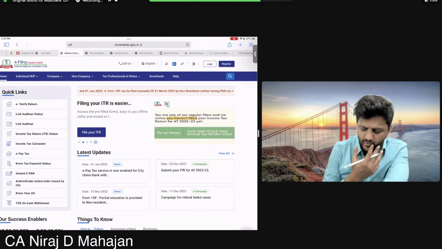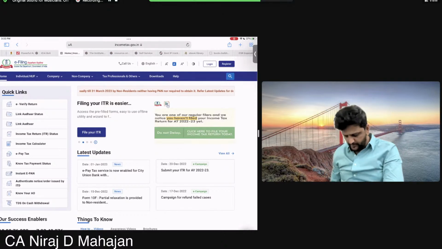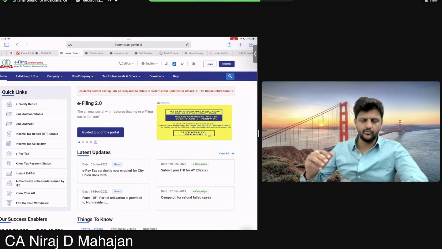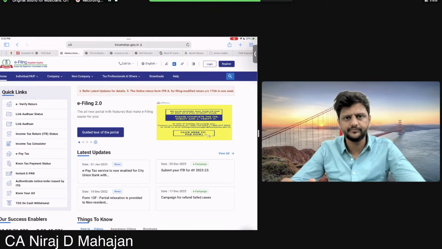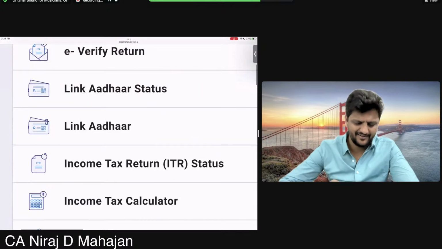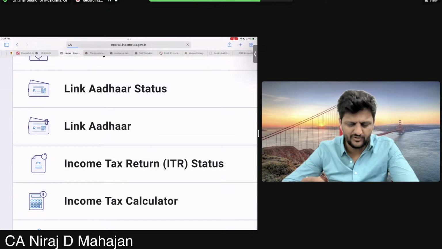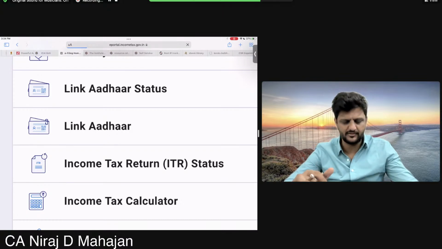Now the last date, what have they said? 1st April 23. From that time, all the PANs which are not linked will become inoperative. Got it, everyone? Look at this time pass. Link Aadhaar. So much irritated, but seriously, they have irritated a lot of people, and they had been giving this due date for many, many years.